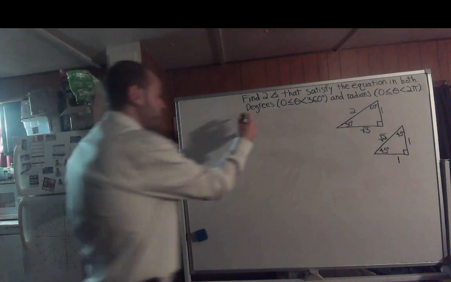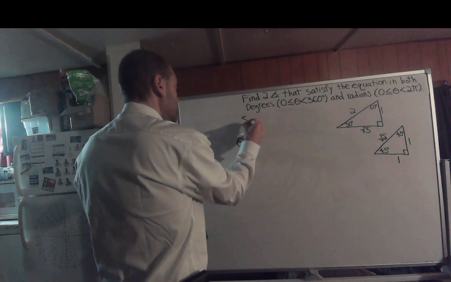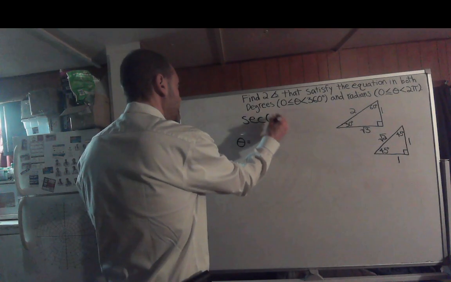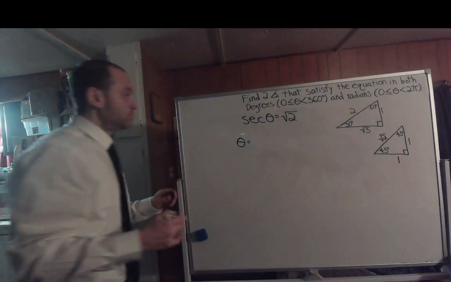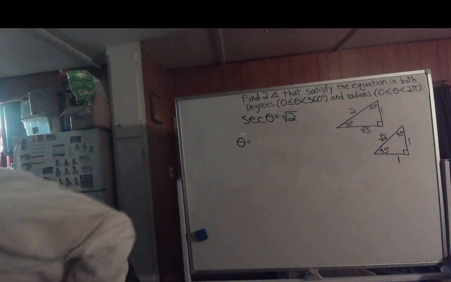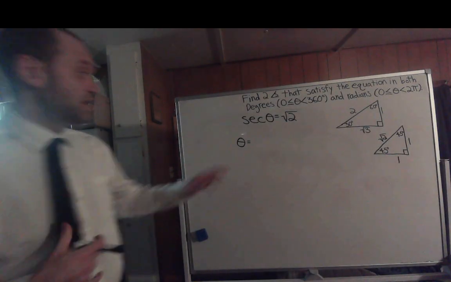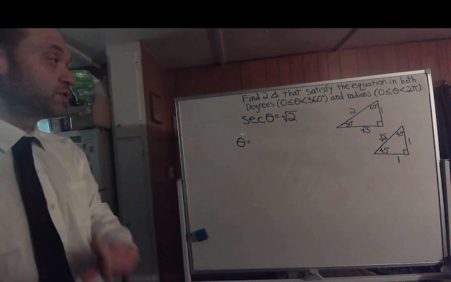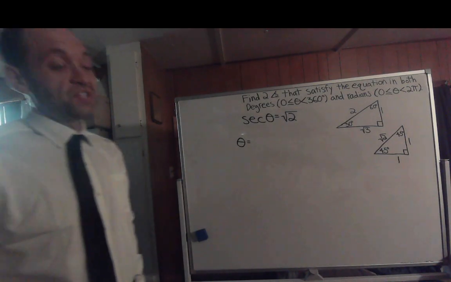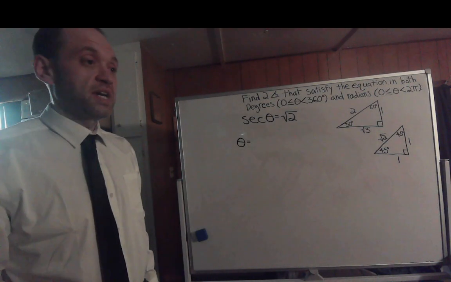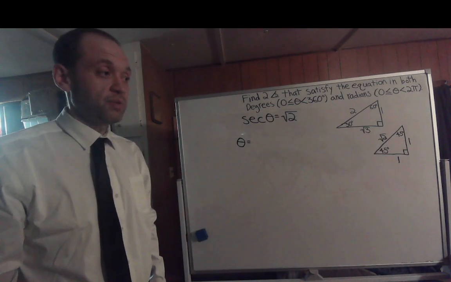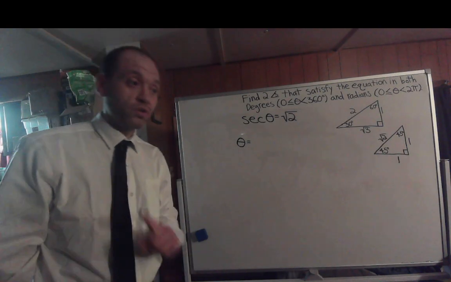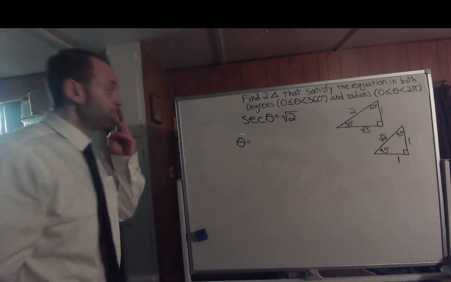All right. Secant of theta equals the square root of 2. Yep, secant of theta equals the square root of 2. Well, secant's the reciprocal of cosine, so where's your cosine positive? In other words, then where's your secant positive? In the first and fourth quadrants, it is.